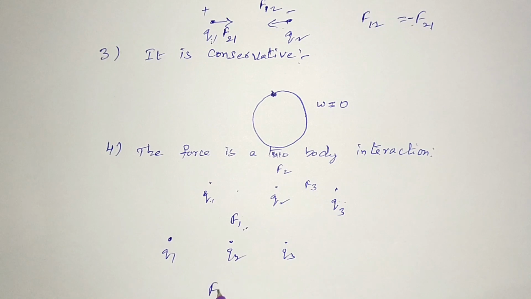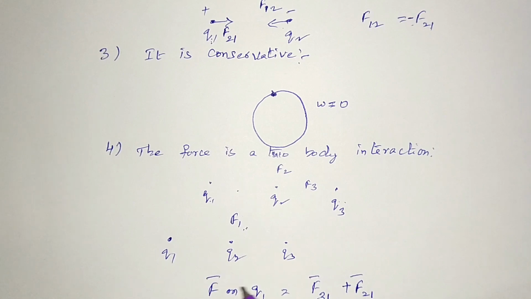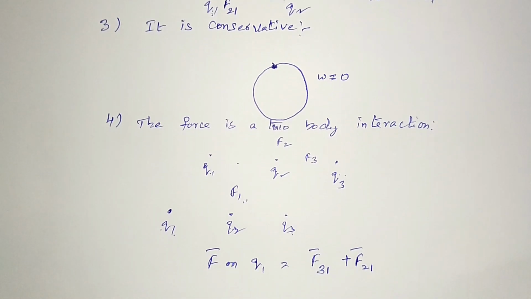Now the force acting on q1 can be written as the force applied by the third charge on the first body plus the force applied by the second charge on the first body. Understood? So in this way, first we calculate the force applied by q2 on q1, plus the force applied by the third body on the first charge. So in this way one can calculate the net force acting on the charge also. So this is called, the force is a two body interaction only.